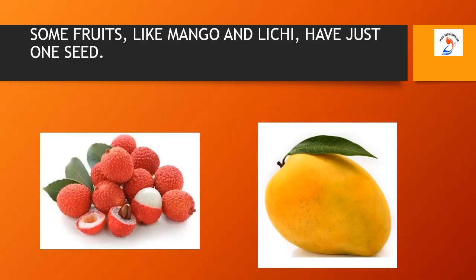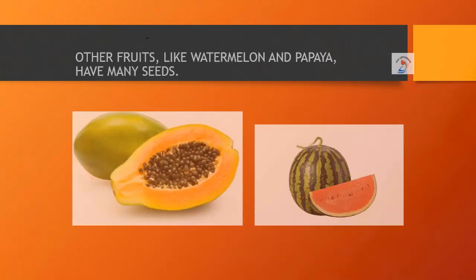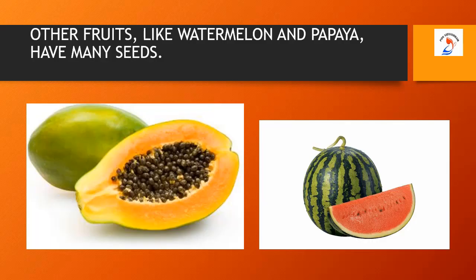Some fruits like mango and lychee have just one seed in them. This is summer season, children. Are you all enjoying eating mangoes? Yes. What will you see inside the mango? You see a big, large seed. Some fruits have few seeds, like apple. Other fruits like watermelon and papaya have many seeds in them. Have you noticed this, children?